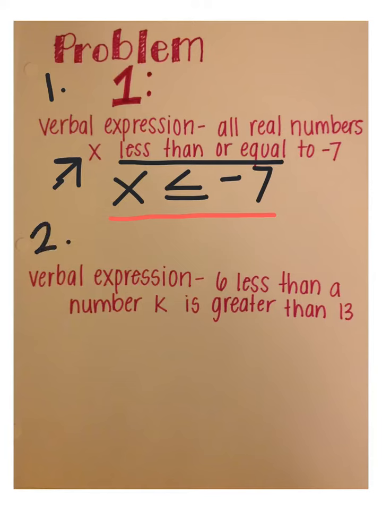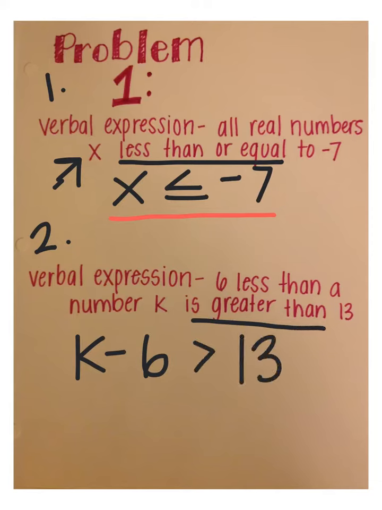Let's look at number 2. It says 6 less than a number k is greater than 13. So here we've added on a step. 6 less than a number k. How do I represent that? Well, k subtract 6 is greater than, so I'm going to do my greater than symbol, 13. So this word phrase is represented by k minus 6 is greater than 13.